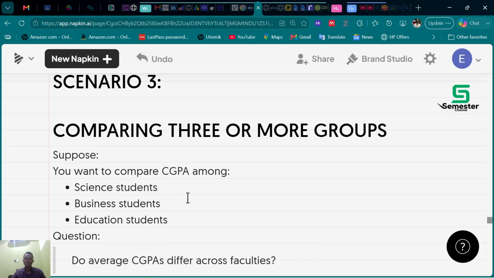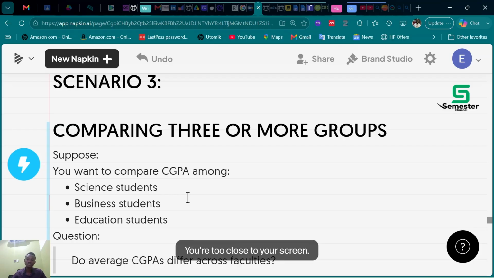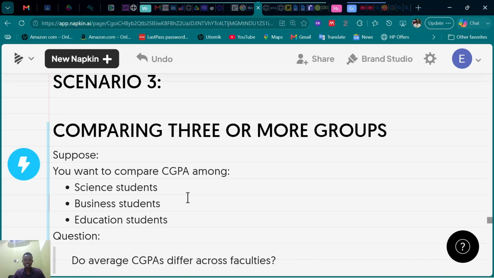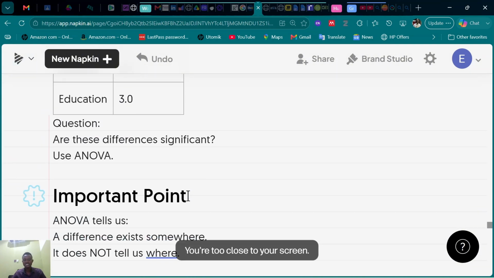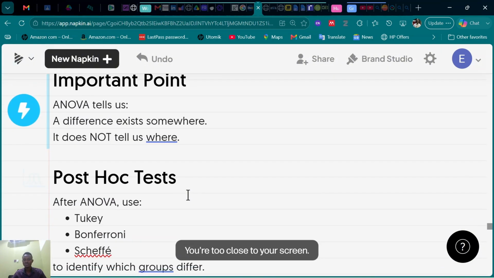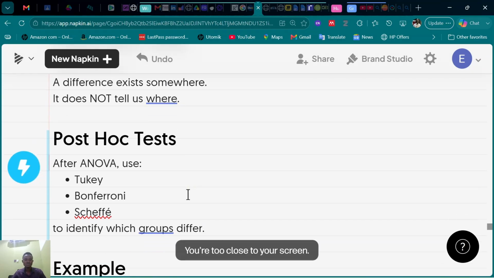Now, when you are comparing three or more groups, then you know that you are going to use ANOVA. That is when the assumptions of parametric tests are achieved. Once you use one-way ANOVA and there's a significant difference, you don't leave it there. You run a post hoc test, and for that you use Tukey, Bonferroni, or Scheffe.